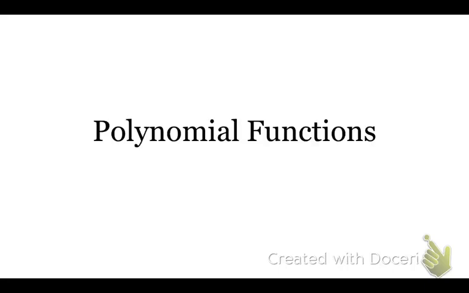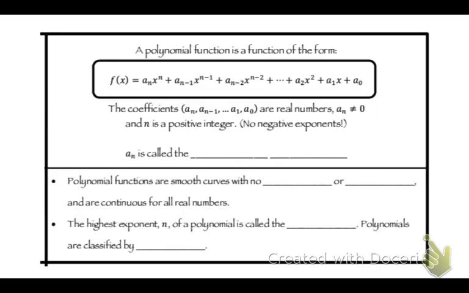Okay, polynomial functions. This whole unit is about polynomial functions, and we're going to start off with what the graphs of polynomial functions look like. First, a polynomial function is what we've been working with, like x squared plus 3x minus 4. That's a polynomial function. It's saying that a sub n, the numbers in front of your x's, cannot be 0, and n always has to be a positive integer. So no negative exponents. A sub n is the leading coefficient.